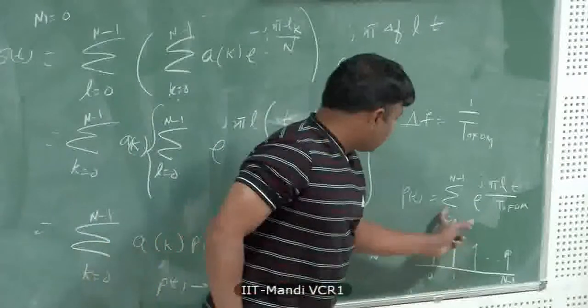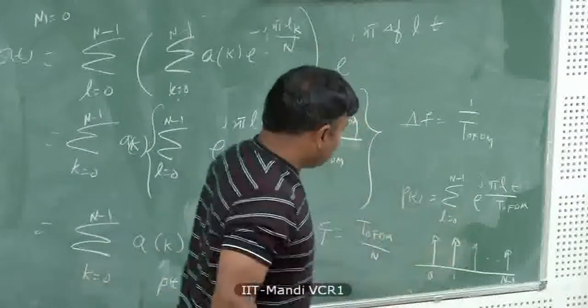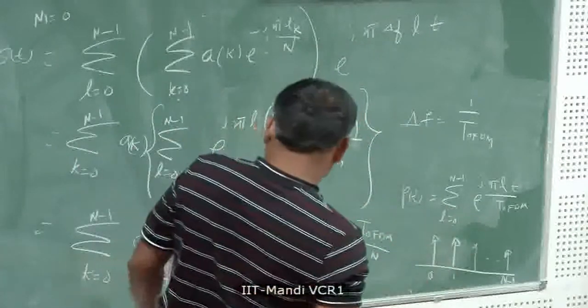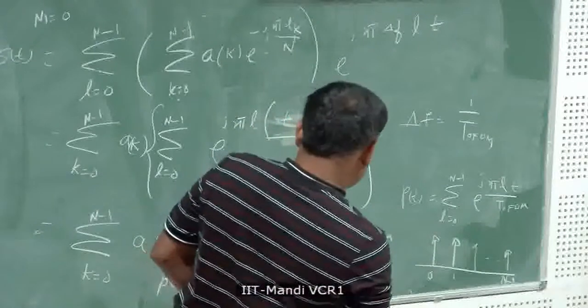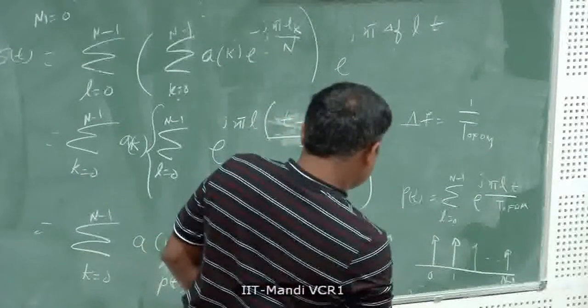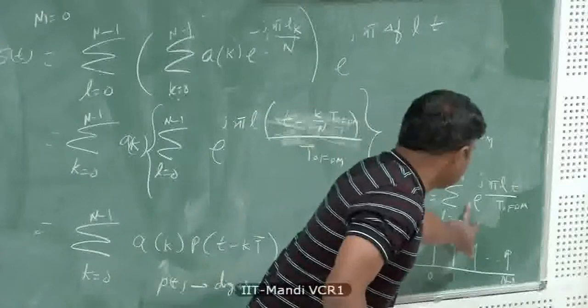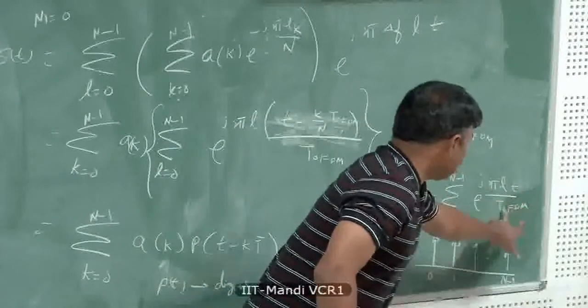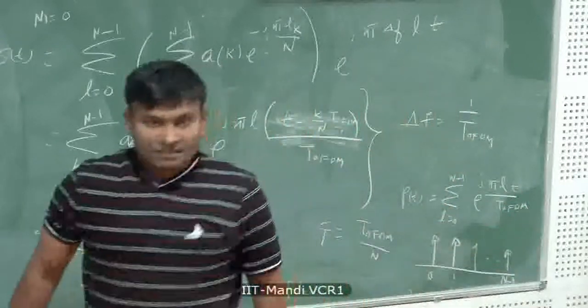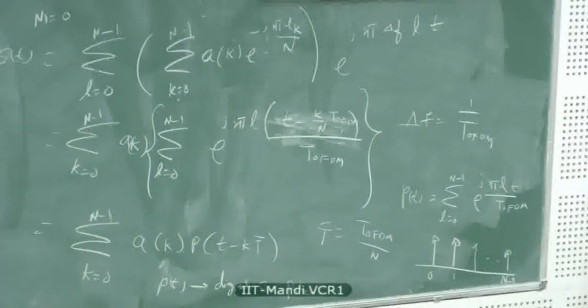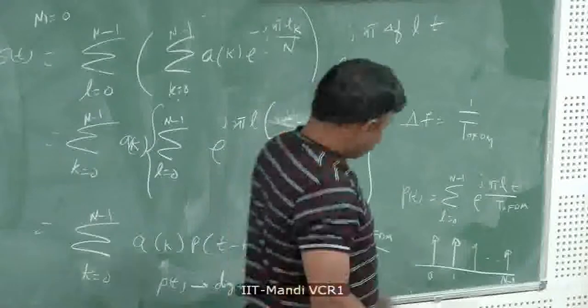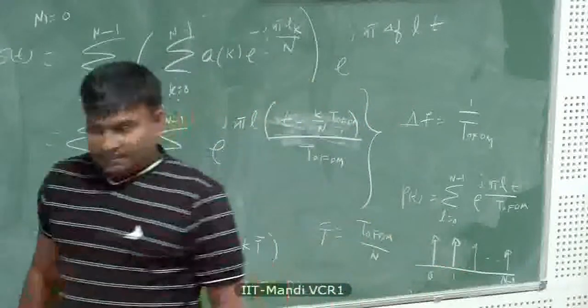They're all ones, and I take the IDFT of these ones, right? They're all ones. You are taking e to the power j 2 pi L t by T OFDM. Well, it's a continuous time pulse. Okay? It behaves like a digital sync.